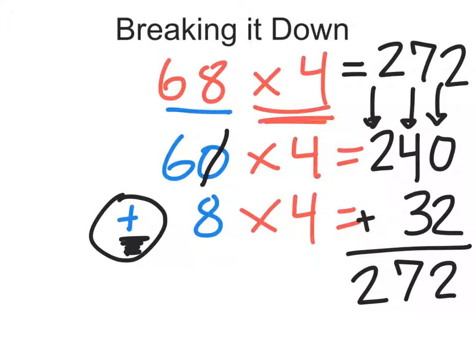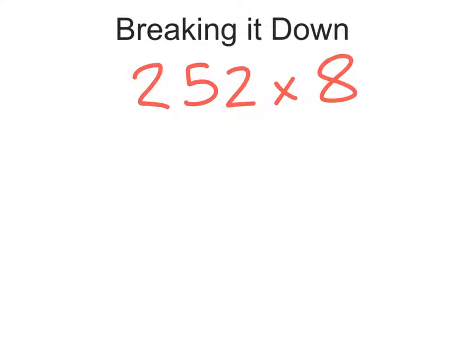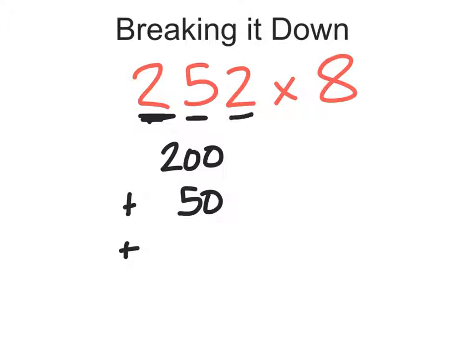Let's do one more example. Make it a little bit tougher this time. All right, here's a tough one. 252 times 8. Oh, that's a big number. But we can break down 252. The 2 here represents 200, plus the 5 in the tens place represents 50, plus the 2 in the ones place represents 2. And then with all these numbers here, we multiply them all times 8.